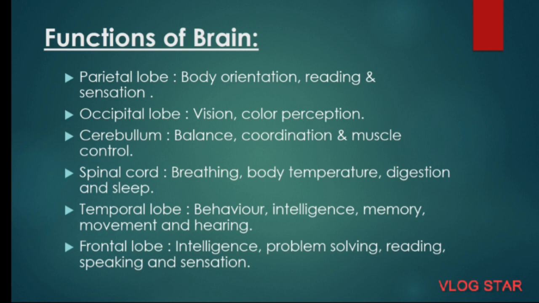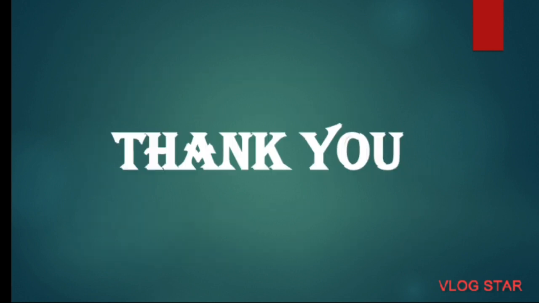As I have said before, the frontal lobe is the most anterior part of the brain and carries all these functions like reading, speaking, etc. So this was about the brain function in simple form. So today in this video I have explained about the parts of the brain, structure of the brain, and its function.